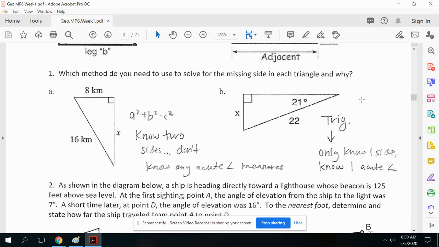So for the first problem, it says which method would you use and why? For part A, technically you could use trigonometry to find one of the acute angle measures, and then use trigonometry again to find the side length. However, the faster method would be to use the Pythagorean theorem. You know two of the sides, you have a right triangle, you can put it into that equation. For part B, you cannot use the Pythagorean theorem. You only know one side, and you don't know how this blank side relates to this variable x. And the nice thing is you know an acute angle, so that's another clue that trigonometry is the way to go.